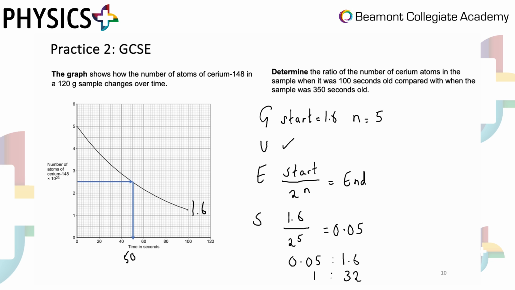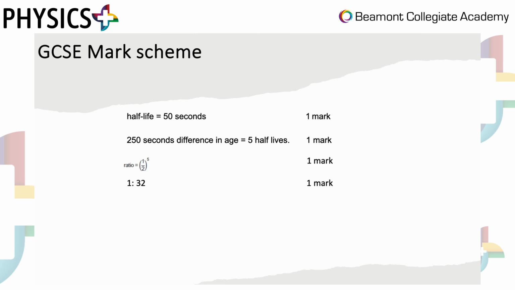How did you get on? So here's the GCSE mark scheme. 1 mark given for the time of the half-life, 1 for stating how many half-lives there were in 250 seconds, 1 for providing a calculation for the correct ratio, and then 1 given for the correct ratio of 1 to 32.